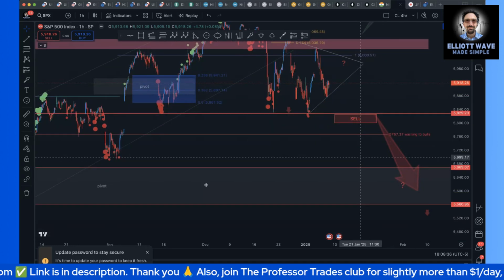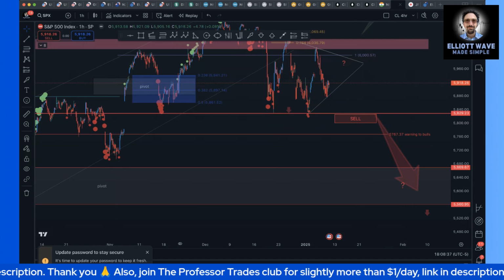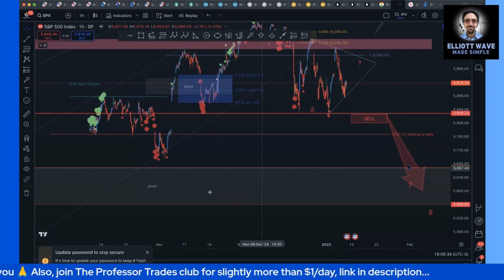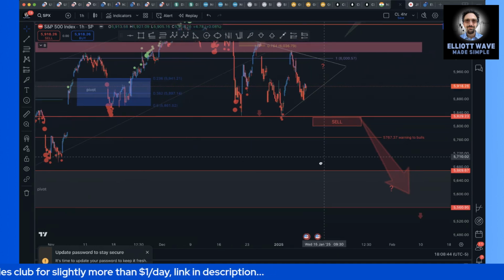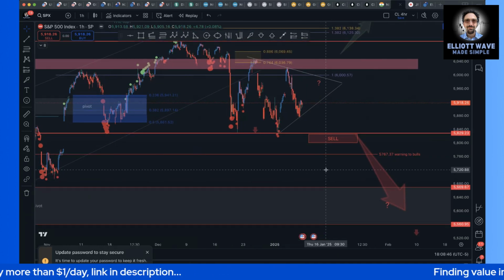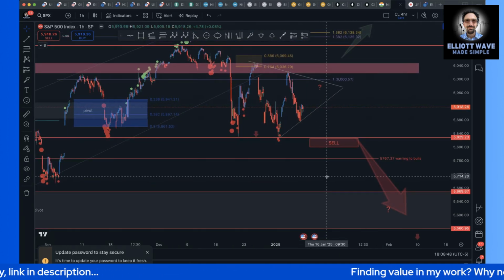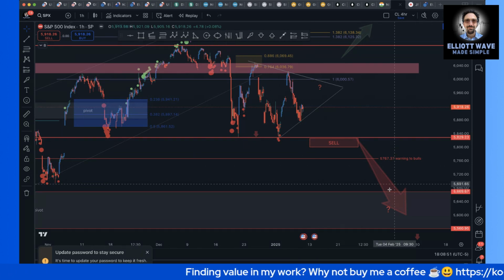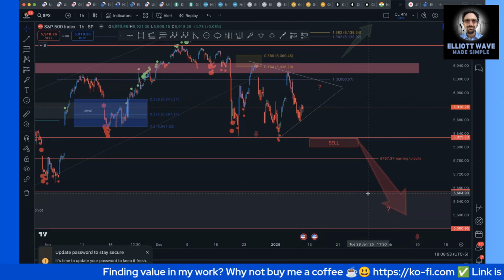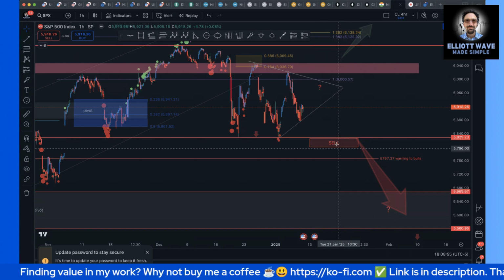a larger degree. Not going to get into that because I don't want this video to be too long, but this pivot area is taken from a much larger structure. But in Elliott wave world, that pivot zone is important. It's still in play. So if this wants to come down as a wave 4 and get down into here, fine. But here's your short trade.